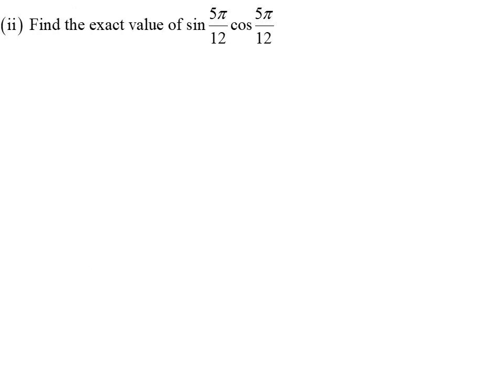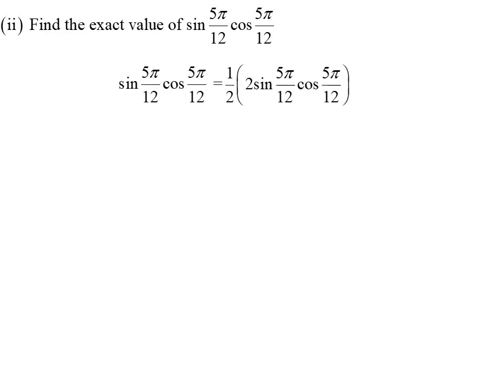Find the exact value of sine 5 pi on 12 cos 5 pi on 12. When I think about all the different formulas, sine cos. So sine cos, well, that's half of 2 sine cos. And 2 sine cos was the formula for sine 2 theta. So what I have there is the sine of double 5 pi on 12, which is 5 pi on 6. That's one of our exact ones, 5 pi on 6.